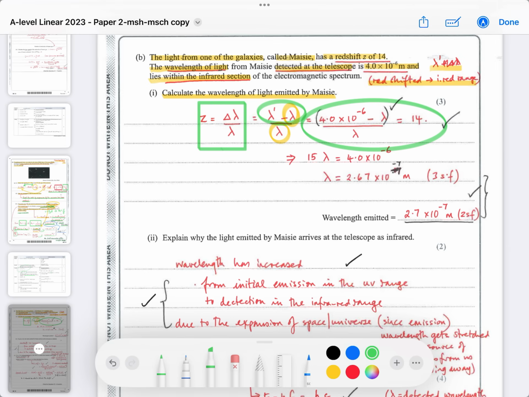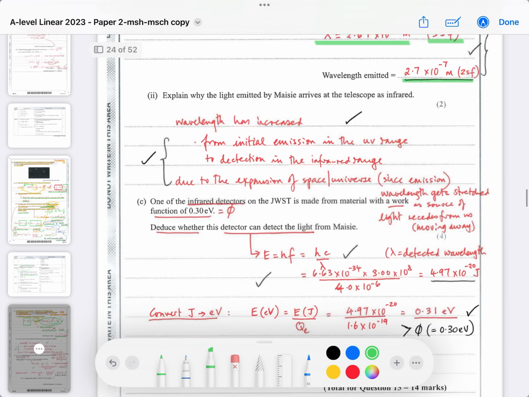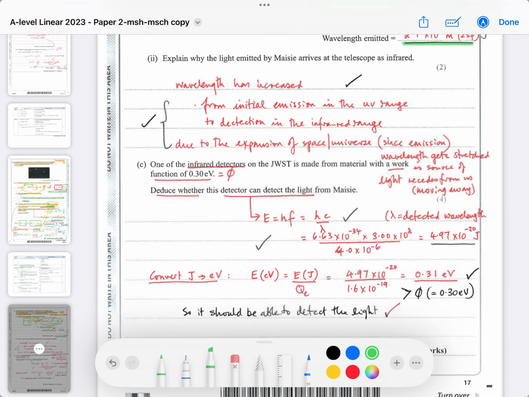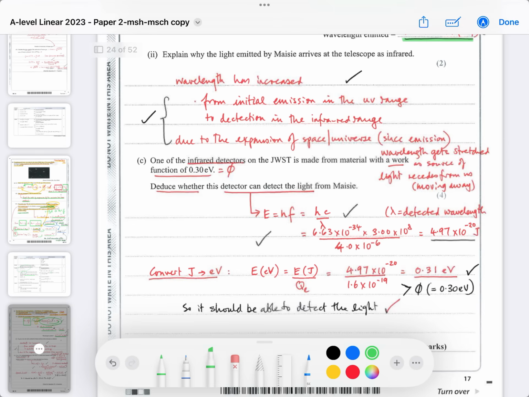So you can put this lambda over there, multiply both sides by lambda, and then the brackets will open up, and you've got another lambda on the other side, so it becomes 15 lambda equal to the redshifted wavelength. Then you can divide that by 15, and of course dividing by 15 makes it a much shorter wavelength, which is the original. It comes to 2.67 to 3 significant figures, which is 2.7 times 10 to the minus 7 meters to 2 significant figures. So that's basically how you use the Doppler shift equation.